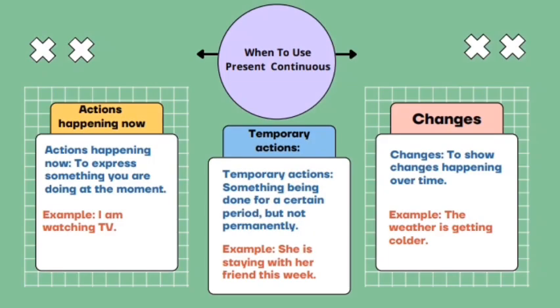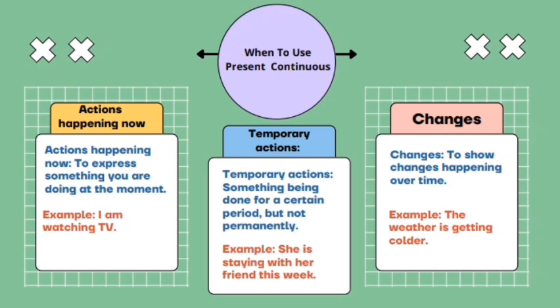When to use present continuous? First, actions happening now, to express something you are doing at the moment. Example, I am watching TV. Second is temporary actions. Temporary action is something being done for a certain period but not permanently. Example, she is staying with her friend this week.